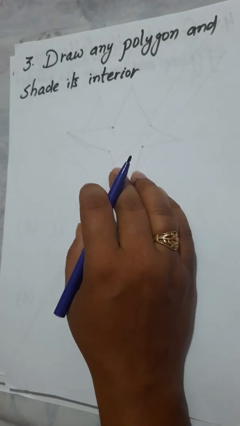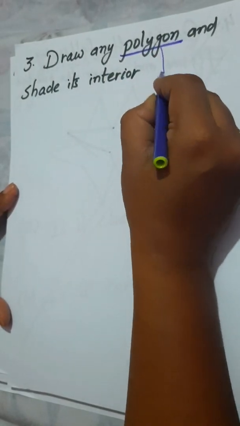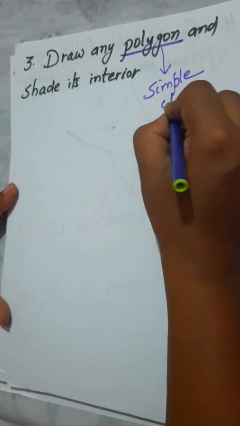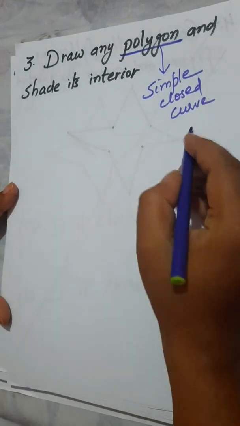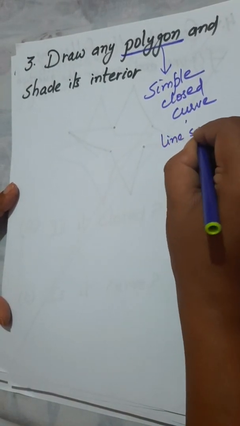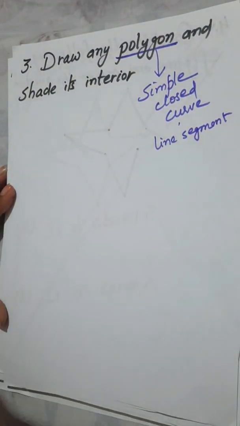Now next we have question number 3. Draw any polygon. Polygon, we know that polygon is a simple closed curve. It means we have to draw a closed curve that is made up of entirely line segments. So you can draw any polygon.